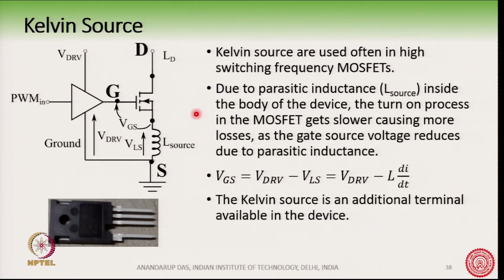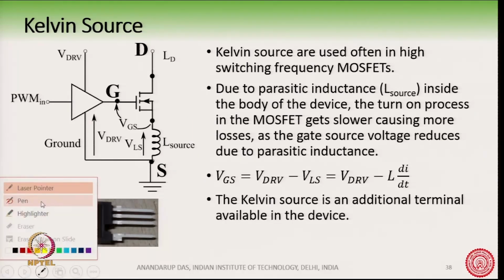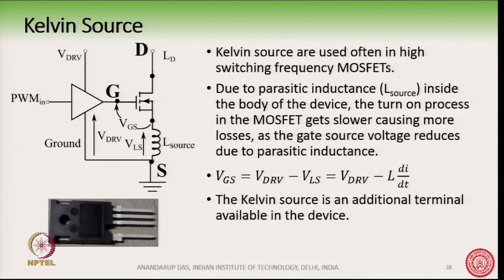Okay. So, therefore, in order to reduce the effect of this inductance, people have taken out a terminal from here and made it available to the user as the fourth terminal. Okay. So, this is the Kelvin source, it is an additional terminal which tries to mitigate the effect of this L source. Okay.